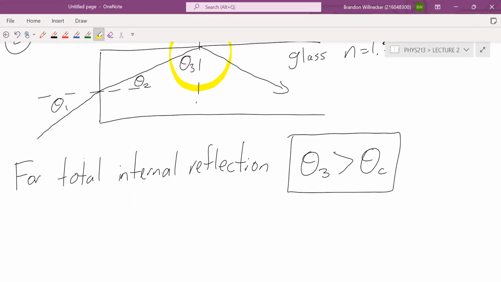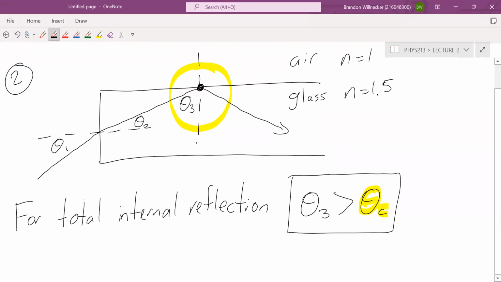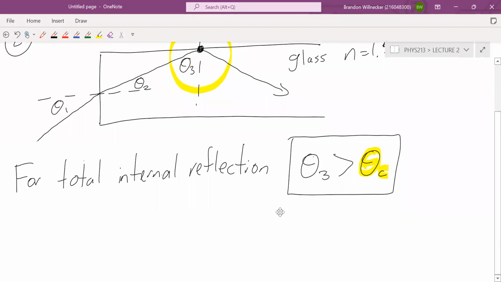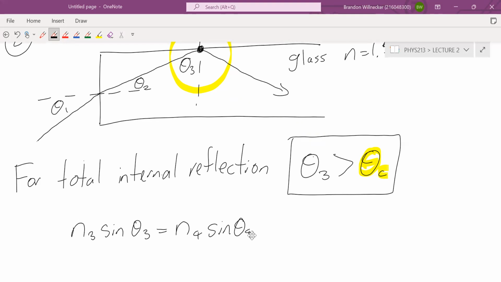Okay, so we need to work out what this critical angle is. So how do we do that? Well, that's just a special case of Snell's law again. At this point here, where the light ray is bouncing off the glass, we can use Snell's law to work out the angles. So N3 sine θ3 is equal to N4 sine θ4. Remember, we want this θ4 to be 90 degrees. That's when we get the critical angle. So this θ3 then becomes the critical angle.